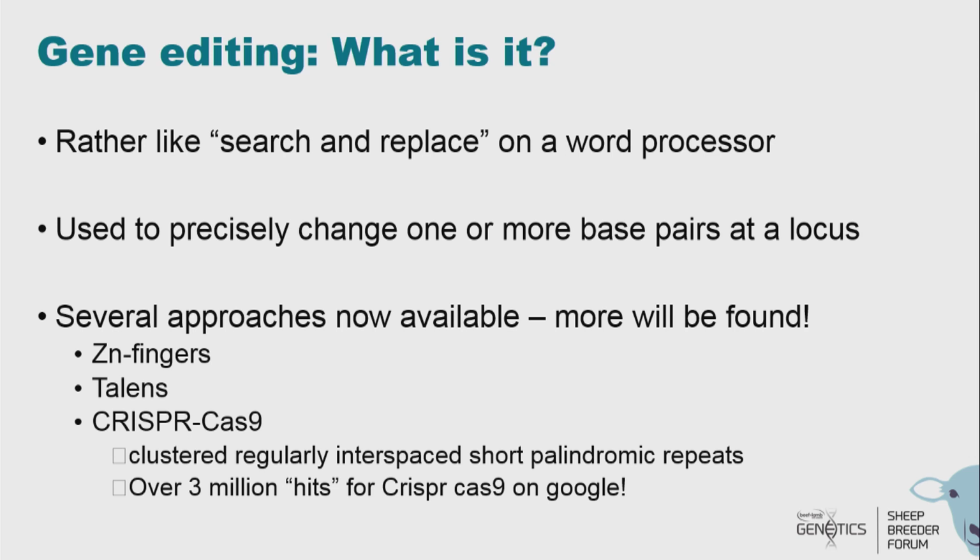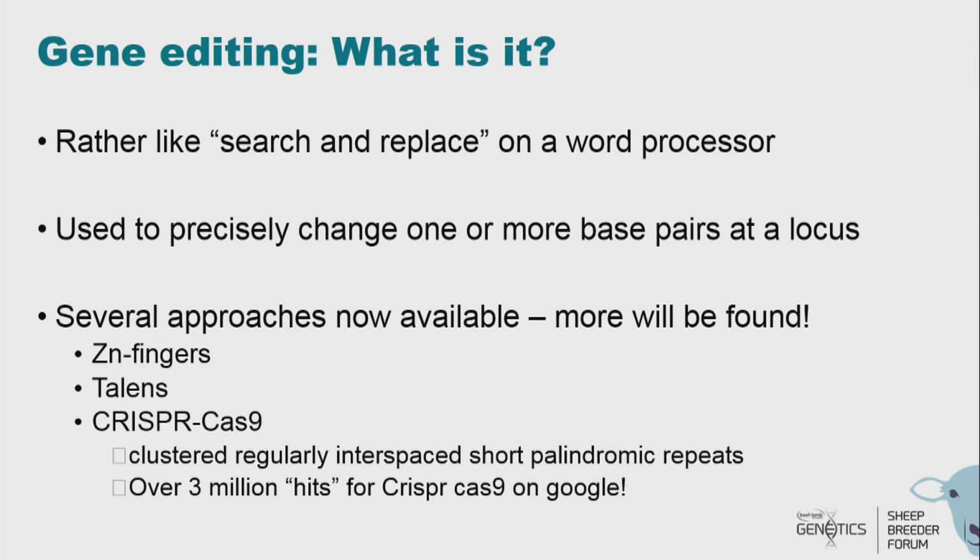It's much more like a search and replace on a word processor, where you take a particular sequence of those 100 million base pairs, a fragment of them that exist in the genome, and you search for it and you try and replace one or more elements of them. It can be done very, very precisely, and there are a number of different approaches available. The first one that became widely available was known as zinc fingers, and then not long after that, a new methodology called TALENs was invented, and then the most recent one you hear a lot about is called CRISPR-Cas9, and I've given you there what that acronym stands for.